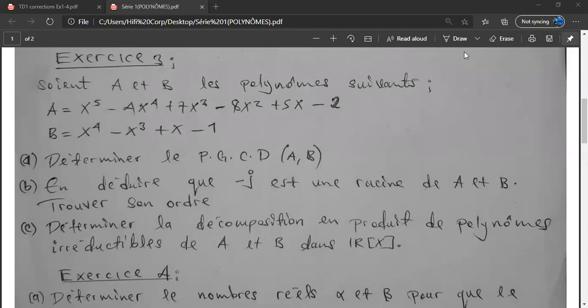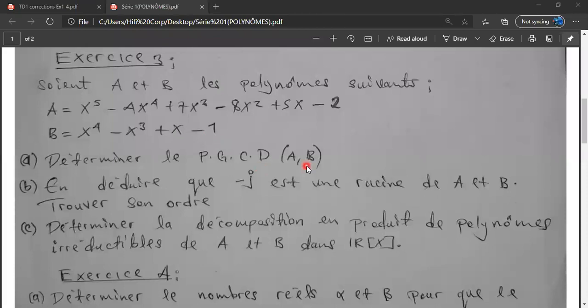So we are on exercise 3. Exercise 3 says: soit A et B les polynômes suivants, A égale x to the power 5 minus 4x to the power 4 plus 7x to the power 3 minus 8x to the power 2 plus 5x minus 2. Then B is equal to x to the power 4 minus x to the power 3 plus x minus 1. So the first question says, déterminer le PGCD de A et B.